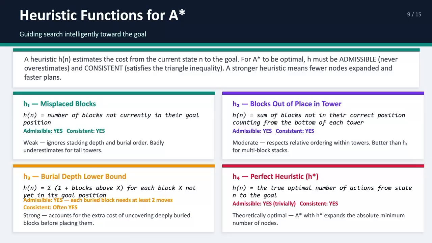Third is depth. This checks how many blocks are on the top of the block. If a block is buried under others, we need extra steps to reach it. Finally, there is perfect heuristic, which gives us the exact number of steps, but in real problems we cannot calculate it. So overall, better heuristics help us to reach the goal faster and reduce time.